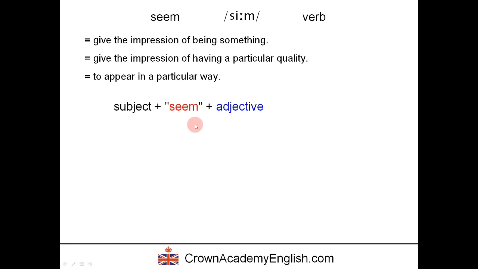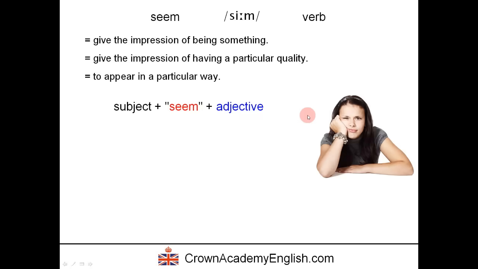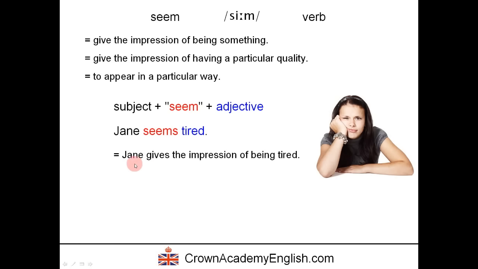So this is the most common structure that we use seem in. Subject followed by seem followed by adjective. Example: Jane seems tired. So this means that Jane gives the impression of being tired. Okay, she's giving the impression of being tired.